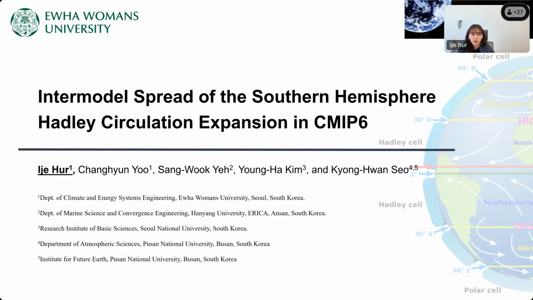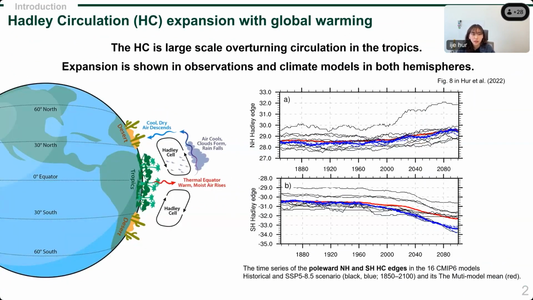So today I'm going to talk about the intermodal spread of the CMIP6 models about the Hadley expansion, especially in the Southern Hemisphere. As you know, the Hadley circulation is a large-scale zonal mean overturning circulation in the tropics. The ascending motion of the Hadley circulation is associated with the moist and warm climate, and the descending branch of the Hadley circulation is linked with the dry climate, like desert.